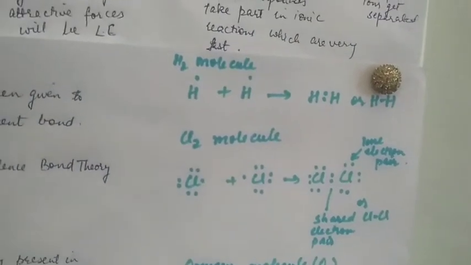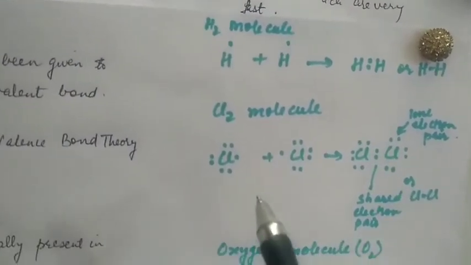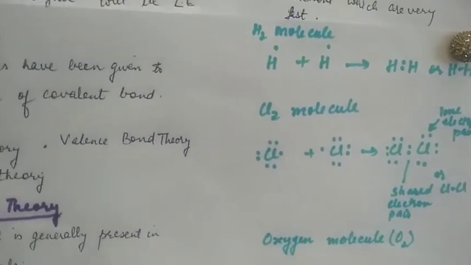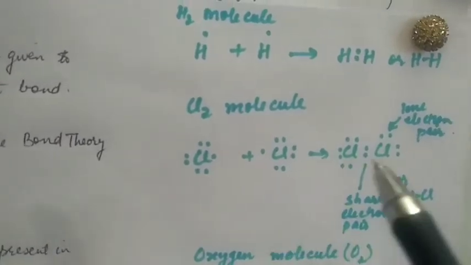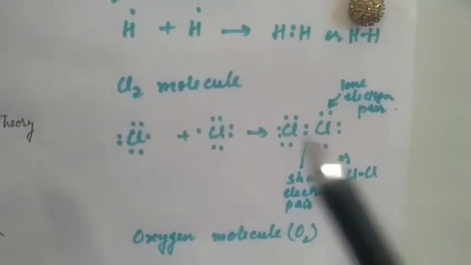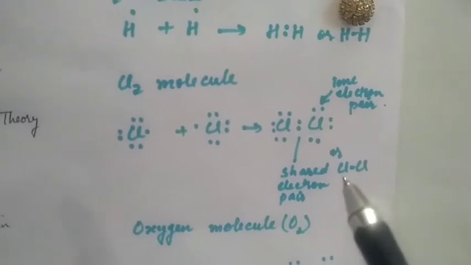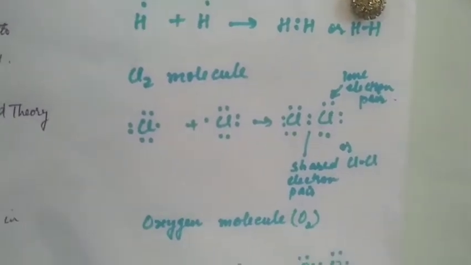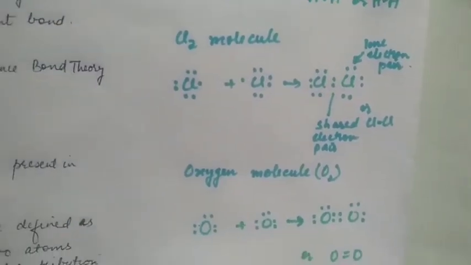Chlorine molecule. 2 chlorine atoms, each having 7 electrons in its outermost shell, need 1 electron to complete its octet. So they both contribute 1 electron each. So these are the shared electron pairs. As a result, a single bond is formed. Chlorine molecule is formed. The electrons which are not shared are called lone pair of electrons.